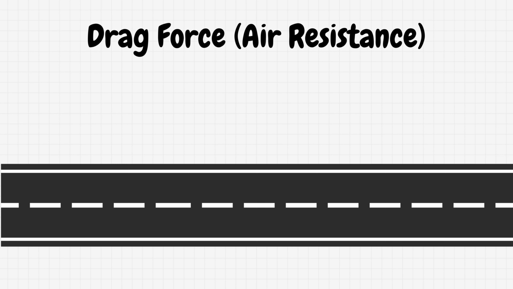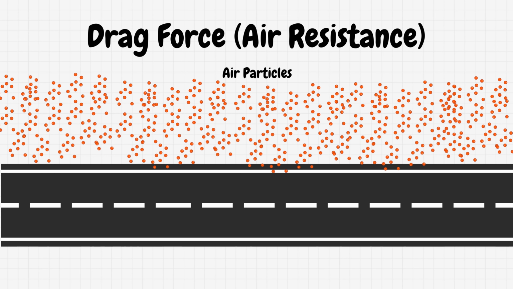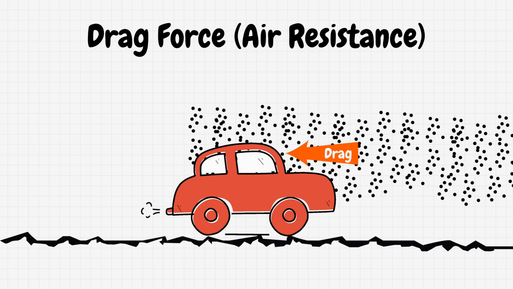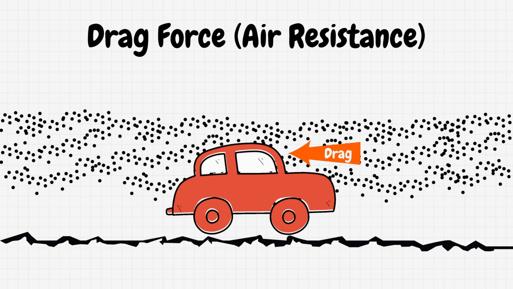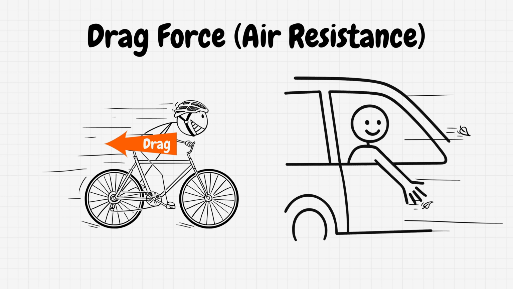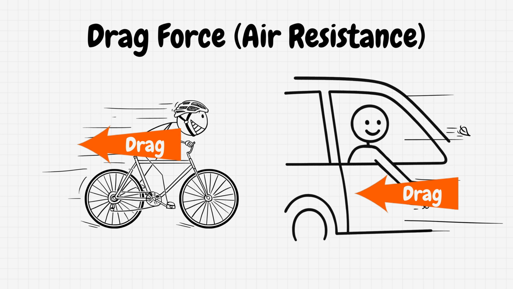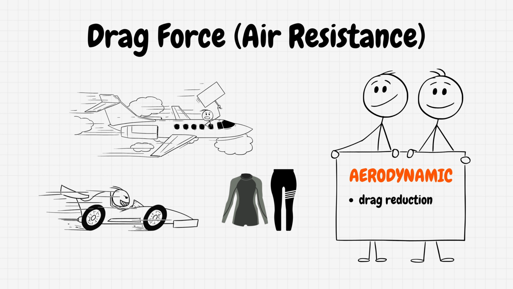The next one is drag force. When an object moves through a fluid, like air or water, the fluid particles push back, resisting the motion. This force is called drag or air resistance. You'll feel it when you cycle fast or stick your hand out of a moving car window. The faster you go, the stronger the drag force becomes. That's why cars, planes, and even sportswear are designed to be aerodynamic, to reduce drag and move more efficiently.